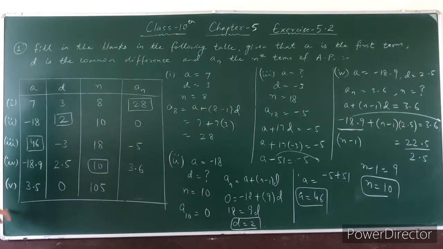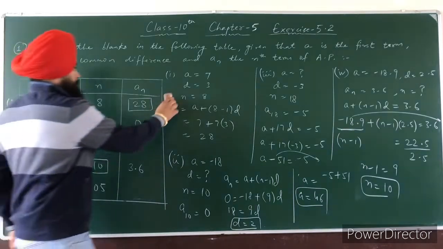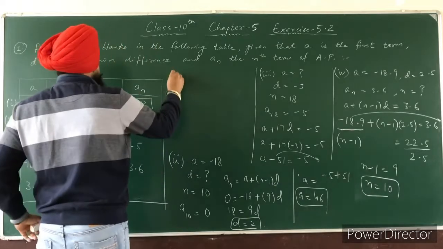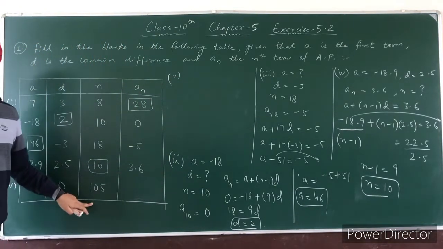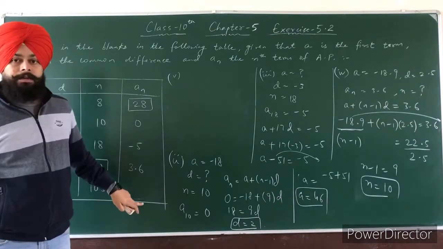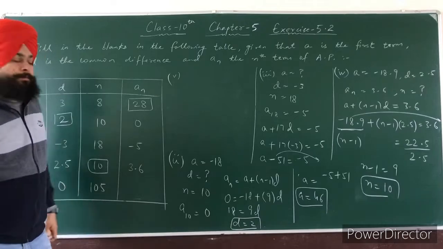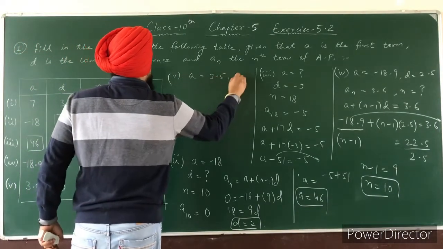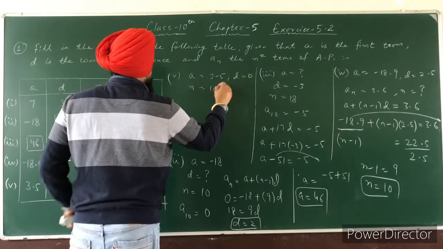Now see the last, fifth part. So in the fifth part, what is given here? a is 3.5, d is 0 and n is 105. So you will find here a_n. It means you will find which term? The 105th term. So next write here a is 3.5, d is 0 and n is 105.